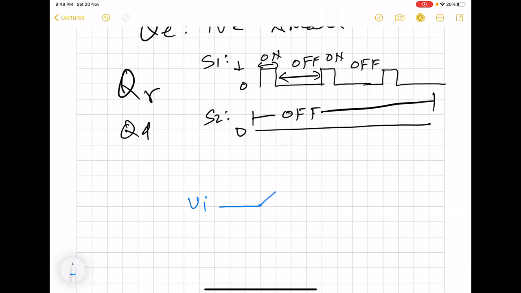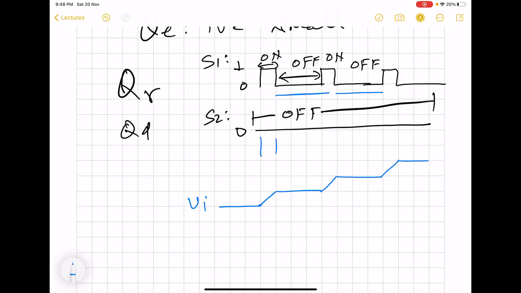Both the switches are off for this duration. So the voltage in the capacitor will be maintained because there is no path for discharge. And then again, the second time, it switches on. So the voltage will rise by a small amount, let us say almost by a straight line, and then for this much duration it will be maintained constant. So this is how the Vi voltage will increase.